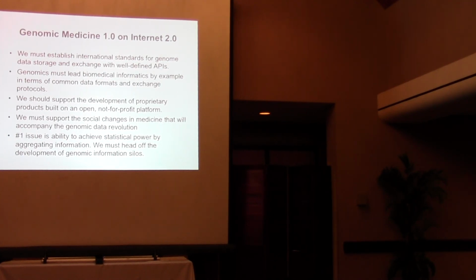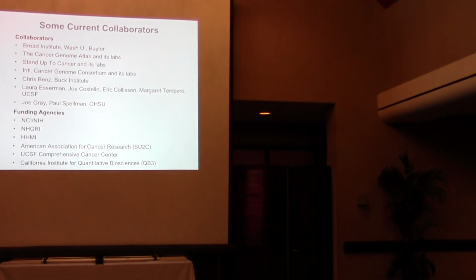And it will support a number of social changes in medicine. There's too much siloing, there's too much secrecy and not sharing of information in medicine at this point. And we do have to come up with a social change accompanying the other kind of Internet 2.0 way of thinking about this. That has to happen in medicine. But the number one issue is we need statistical power to dissect these complicated networks.